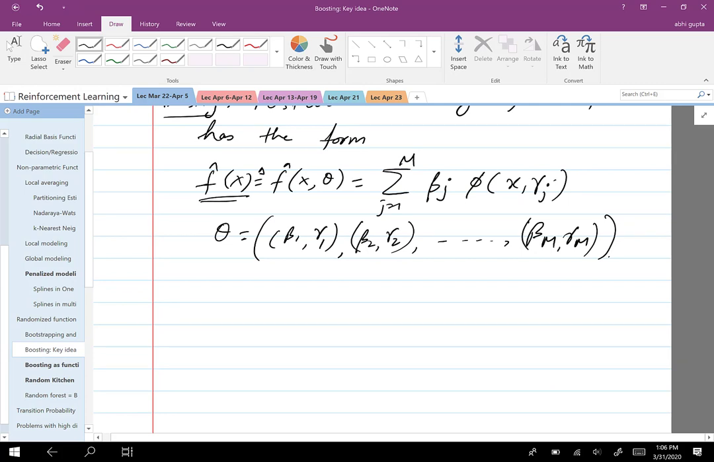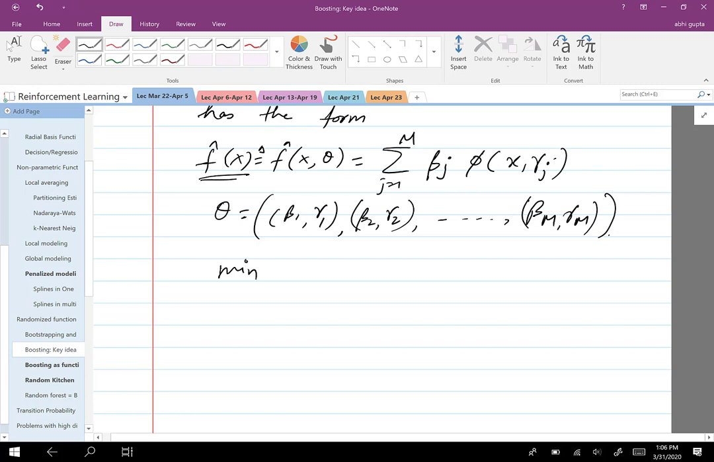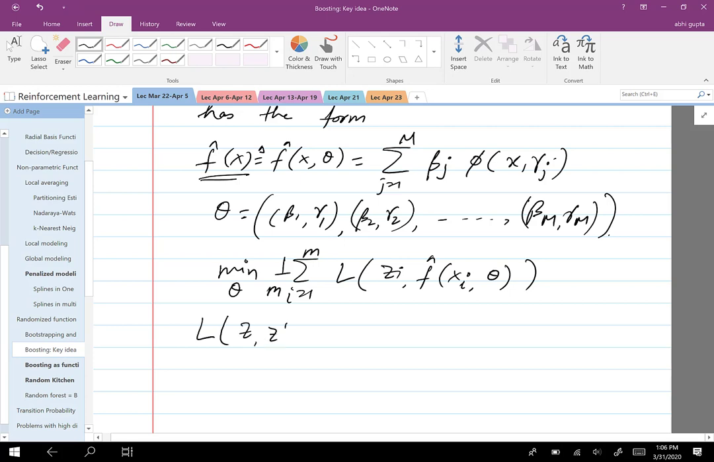Okay, so I'm postulating that my f hat x is of this particular form, and now I want to minimize with respect to theta the summation of L of z i comma f hat x i theta, i equals 1 to small m, with 1 over m. Typically, of course, this loss would be a quadratic loss function, but you can pick some other loss function as well. So typically L of z comma z prime could be z prime minus z squared, or z minus z prime squared.